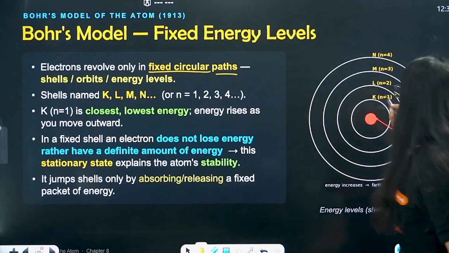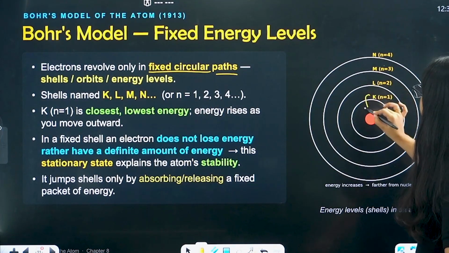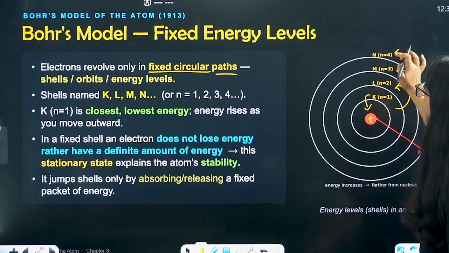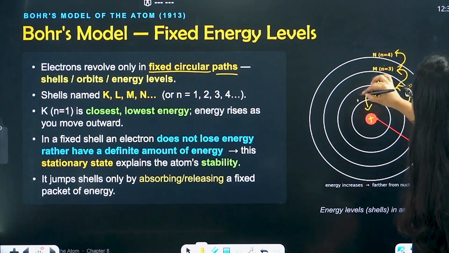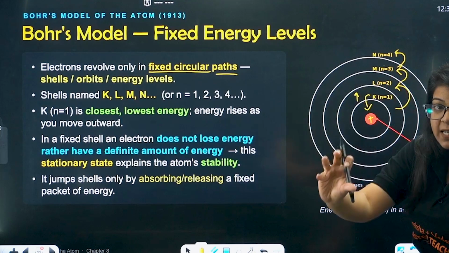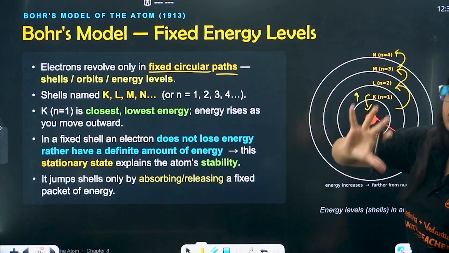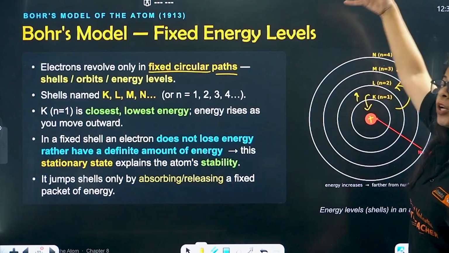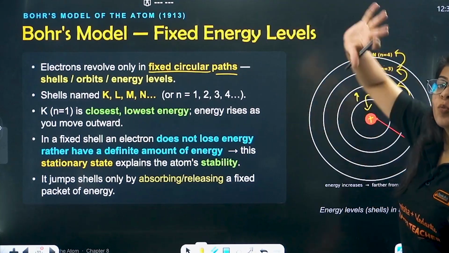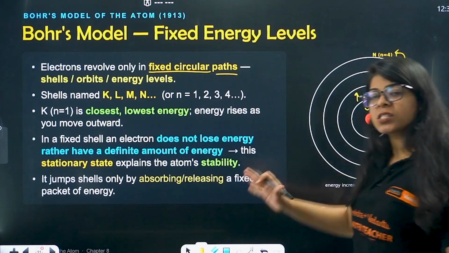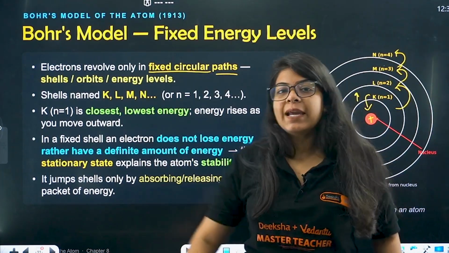We named them K, L, M, N. K is the nearest to the nucleus, and then we go by L, M, N. As we go above beta, energy rises. K has very less energy but it is stable. L has more energy, less stable. M has even more energy, even less stable. Okay, you will study about the stability. For now, let's remember the energy.